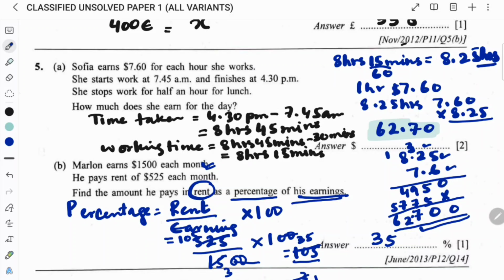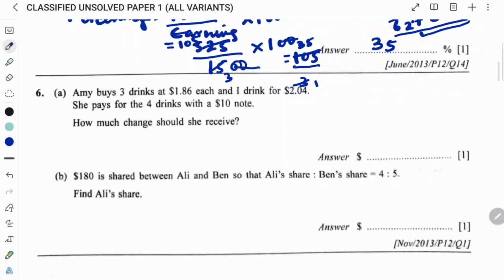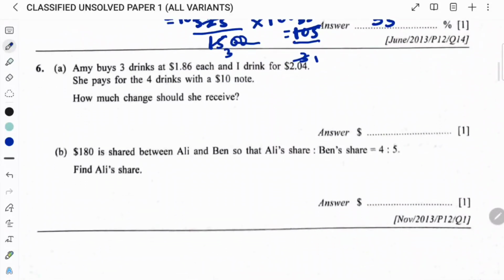Okay. You have seen in this money worksheet, it's easy, but you have to do lots of calculation. For that, you have to be proper and perfect in decimal multiplication, addition, division, and subtraction. Question number 6. Emmy buys 3 drinks at $1.86 each and 1 drink for $2.04. She pays for 4 drinks with a $10 note. How much change should she receive?